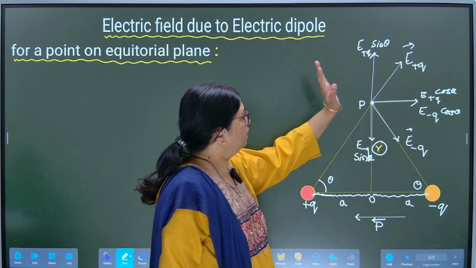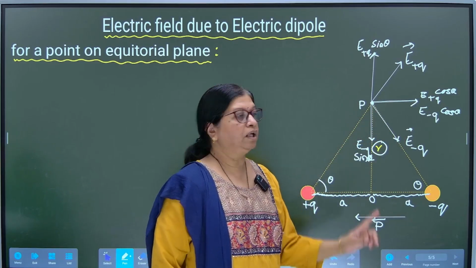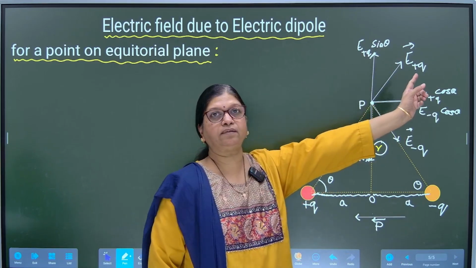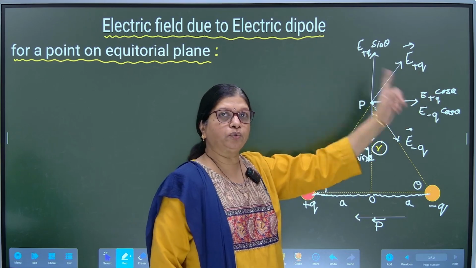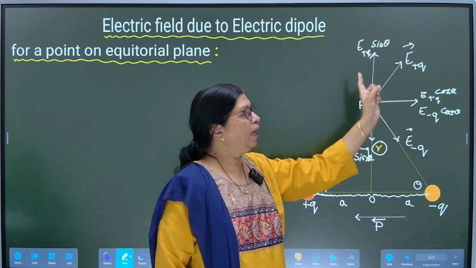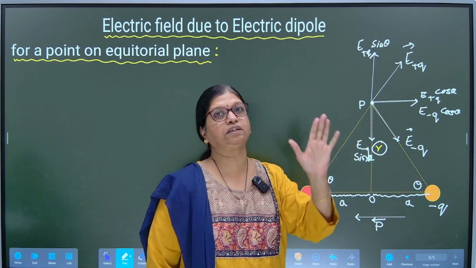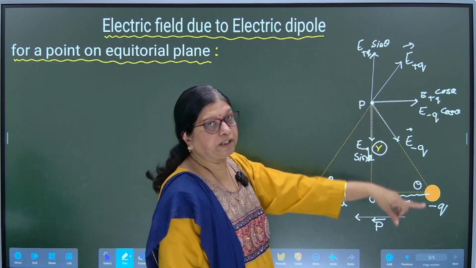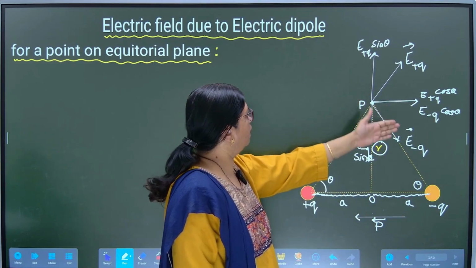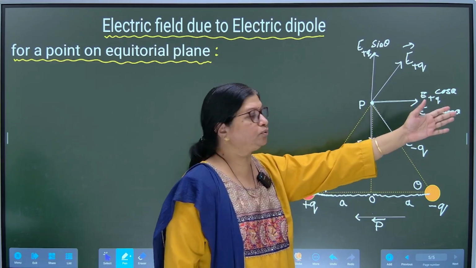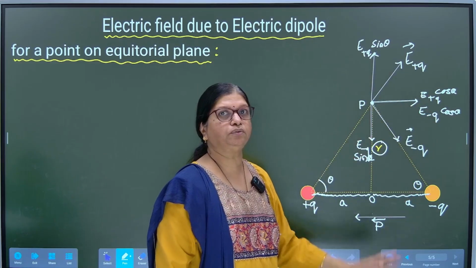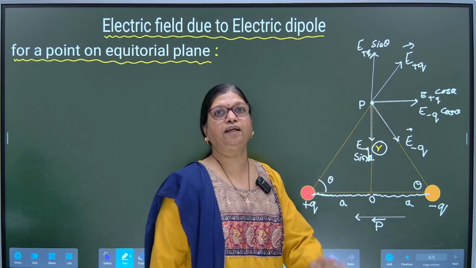So I am ready now with the directions of the electric field due to the charge plus Q and minus Q, and I have resolved these two vectors into its respective components. Those respective components are E plus Q sin theta, E plus Q cos theta, E minus Q cos theta, and E minus Q sin theta. These are the resolution I have done.